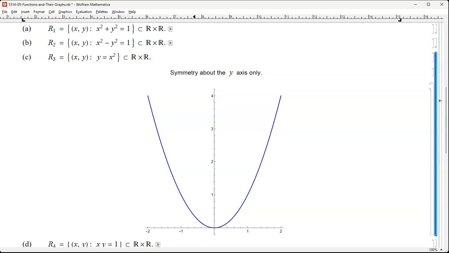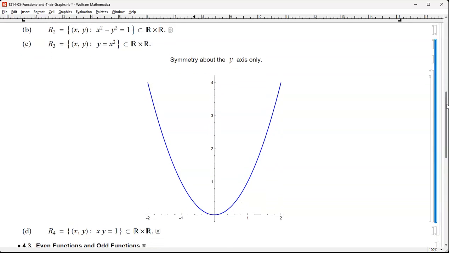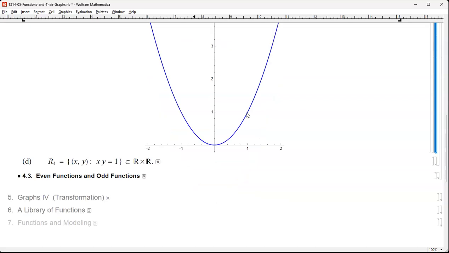We have symmetry about the y-axis only. We have x here. Apply negative x and flip back over here. Yes, indeed, I have something here. I have y here, but flip to negative y, something down here, but I don't see anything there. There's no symmetry.